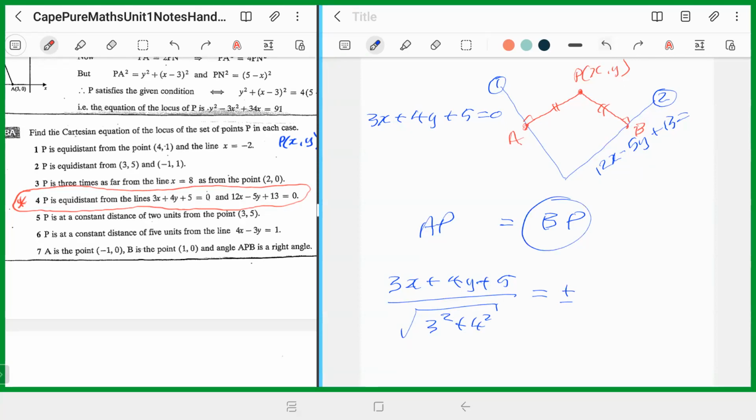So again, I put back the equation, which was equal to 0, and it becomes 12x minus 5y plus 13 over the square root of 12 squared plus minus 5 squared. But minus 5 squared is the same as 5 squared. So it's 12 squared plus 5 squared.